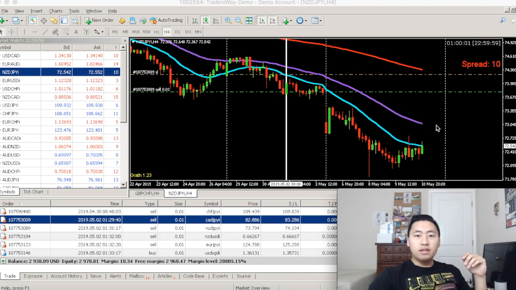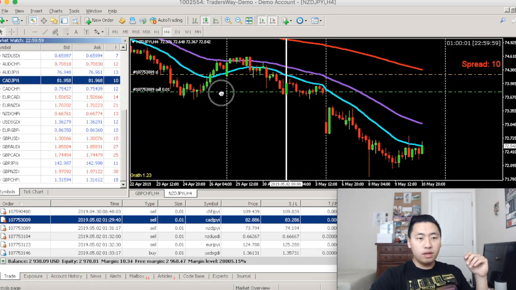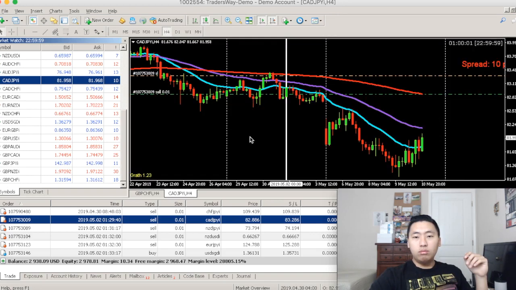Okay, so the next one was CAD JPY. CAD JPY is also the same area. As you can see here, it went down, it retested, and it came down here. And you don't enter on the retest of the 200, because price is already past the MA20 and the MA50. You don't know if it's going to go up. So I only want to enter from the 50 or the 20 as a retest. So it came down, tested this again, and I entered.